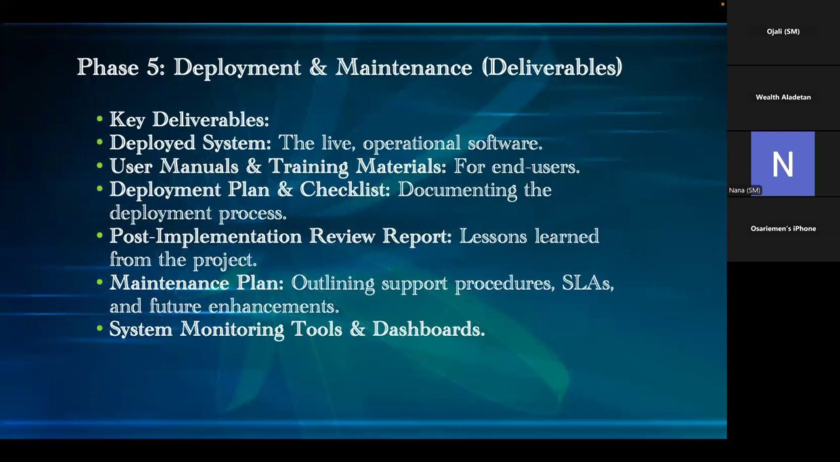Deployment and maintenance, still on deployment and maintenance, deliverables. What are the key deliverables? Deployed system, okay? That means the live operational software is already live, it's working already, people are using it. Then the user manual and training materials for the end users.